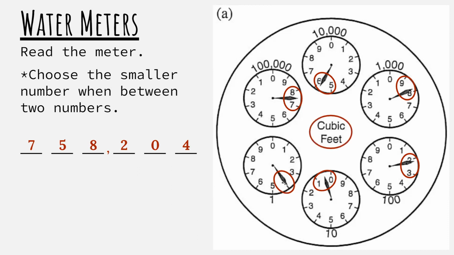So last up is our label. We're going to be in cubic feet for this water meter. So we've got 758,204 cubic feet for our measurement.